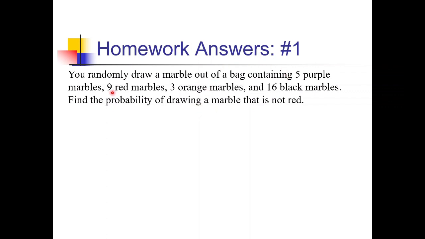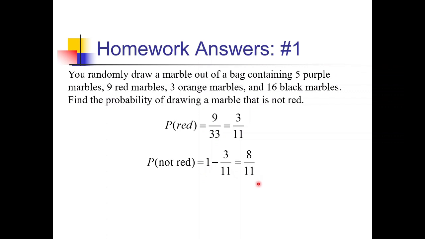So how many marbles are there overall in here? We've got 5 plus 9 plus 3 plus 16. So that's 14, 17, 33 total. So the probability of a red marble would be something over 33. Now there's 9 red marbles, so 9 over 33. We might as well reduce that at this point. We can reduce this by 3's to 3 over 11. But now we wanted the probability of not red, so we'll do 1 minus 3 over 11. That's 11 over 11 minus 3 over 11, so that is 8/11ths.